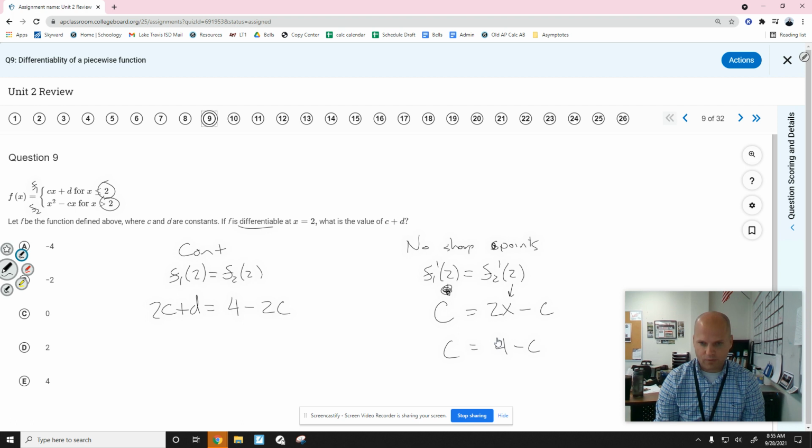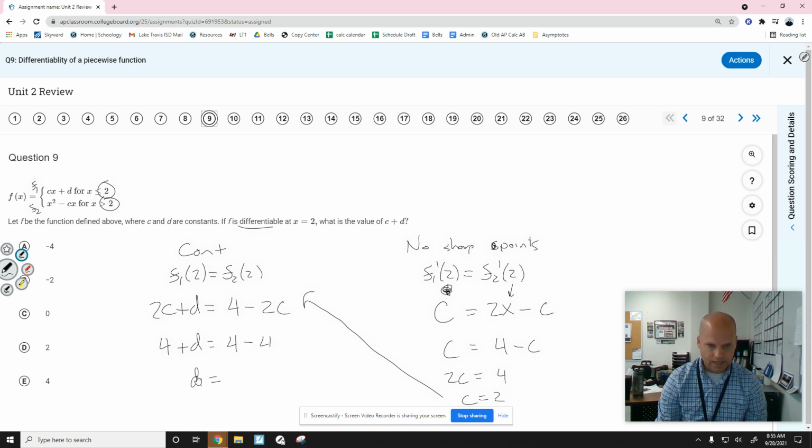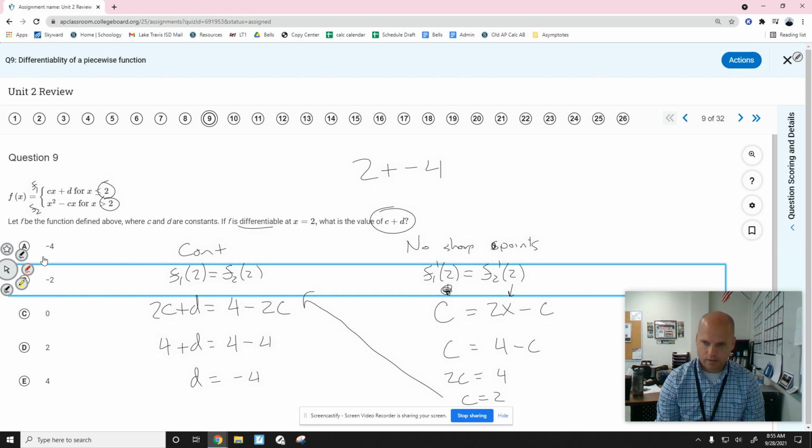And now I'm able to find what c is. C is 2. Once I have c, I'm able to find d. 4 plus d equals 4 minus 4. So d is going to equal negative 4. The question is, what is the value of c plus d? So you literally have to take 2 plus negative 4 and get negative 2, and that's your answer. You'll see a similar question to this on your test, different numbers though.